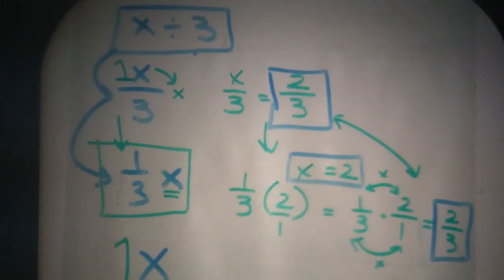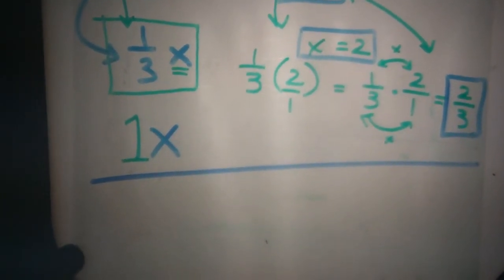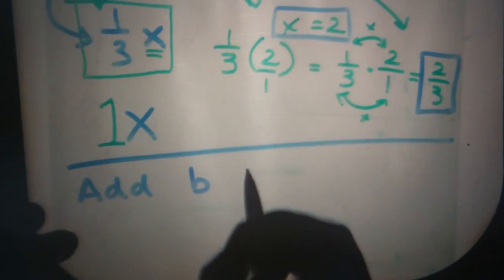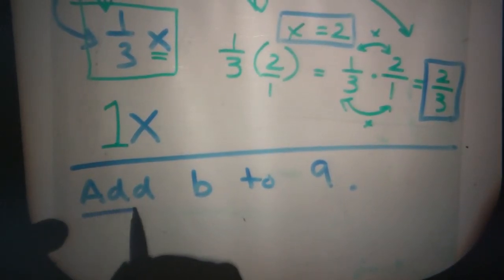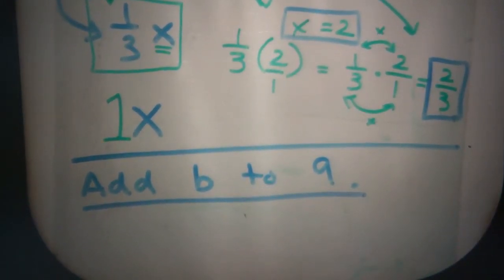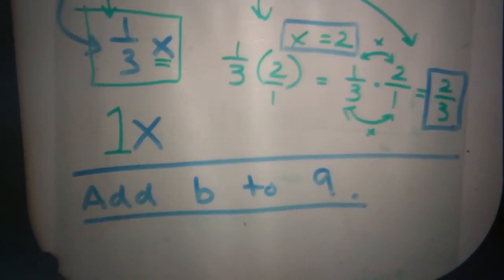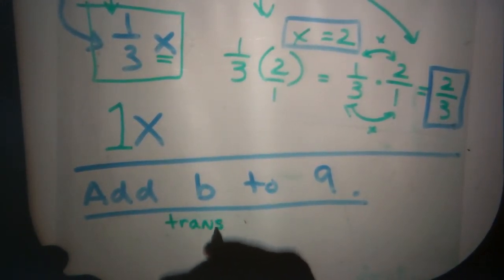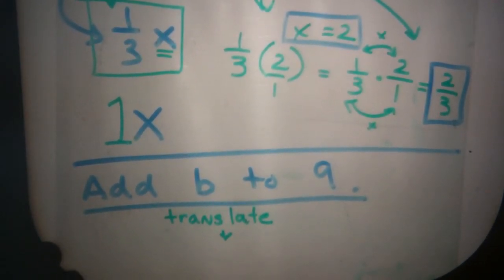Alright, we also had things yesterday on our problems. Let's, for instance, say we had a verbal: Add b, which is the variable, to 9. That's our language, our English language. Remember what we have to do, it's like a different language. You have the English language and you have the mathematical or algebraic language. So we need to translate the English language into our algebraic language.